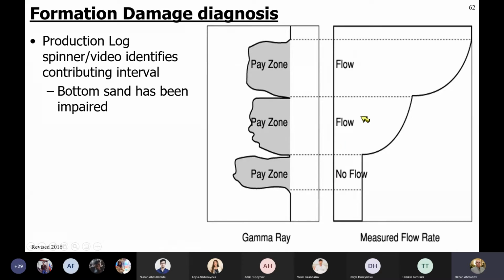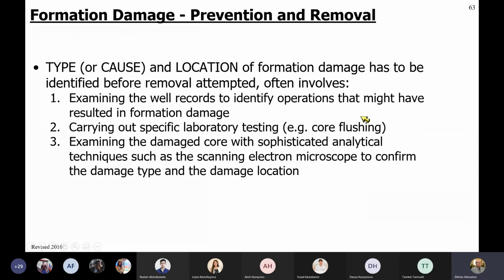Okay, so for formation damage prevention and removal, we have to first identify the type of the damage and the cause of it: why we have this damage, and what the damage type is. Then we have to identify the location. Where is this damage? Is it very near wellbore? Is it the perforations? Is it inside the wellbore? Is it the tubing?